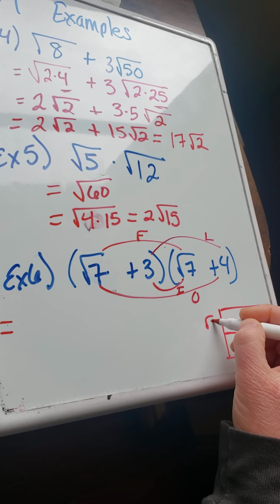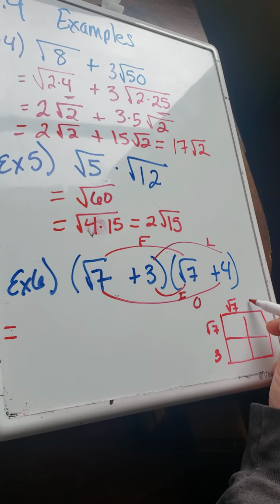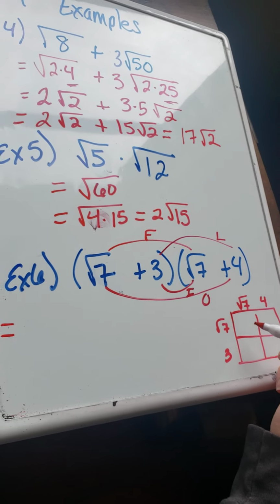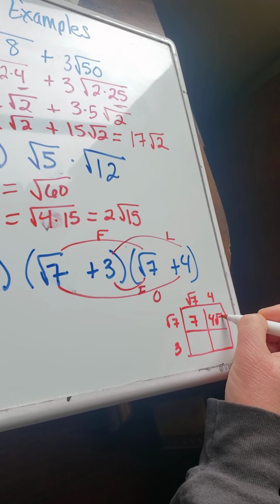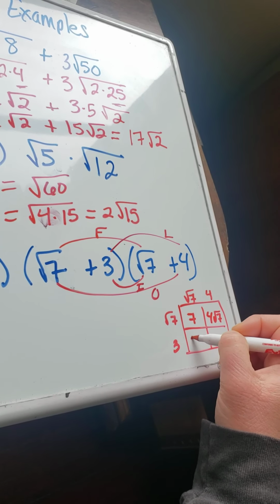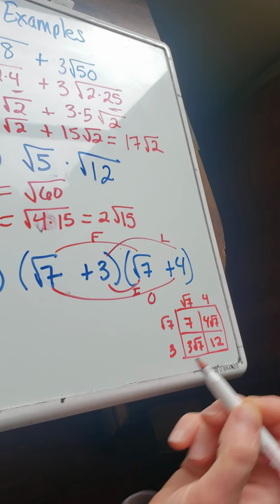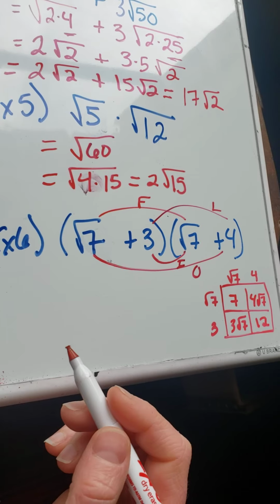So square root of 7 and 3, all positive. Square root of 7 and 4, all positive. Square root of 7 times square root of 7 would be square root of 7 squared, which is 7. And then 4 square root of 7, and 3 square root of 7, and 3 times 4 is 12. Regardless, you do that with the FOIL method, you get the same 4 values.